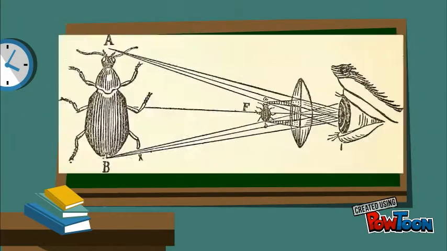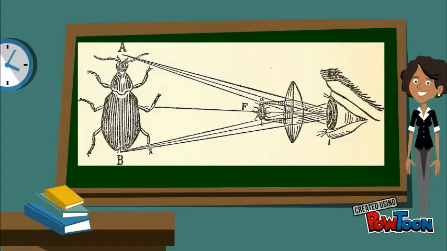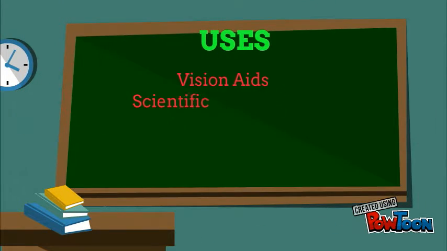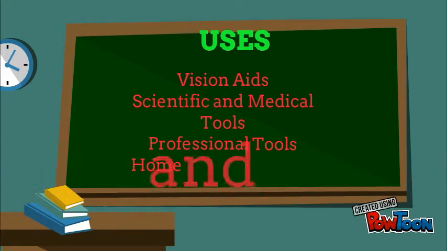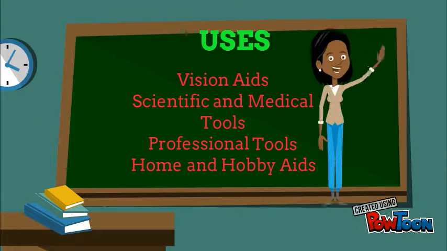Let's understand it more clearly. Place a magnifying lens in front of your eyes as shown in the picture. Then keep a small bug or any other thing you would like in front of it. And then you can see a magnified image of it, which is larger than the real image. And yes, it's a virtual one. Uses: vision aids, scientific and medical tools, professional tools, homes and hobbies aid.